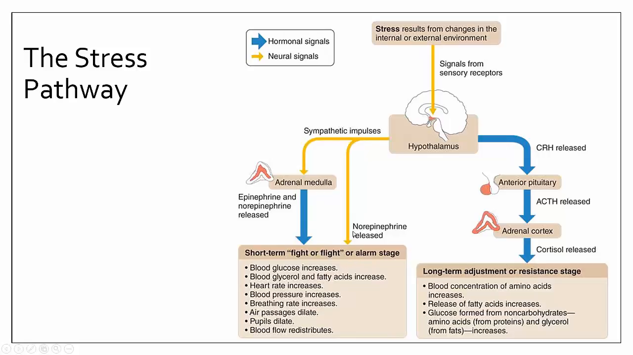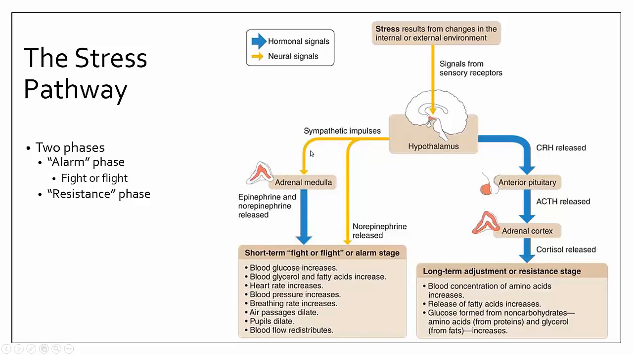alarm effect, right? So the short-term fight or flight or the alarm stage, what happens really quickly, blood glucose increases, glycerol and fatty acids increase, heart rate increases, blood pressure increases, breathing rate increases, air passages dilate, pupils dilate, blood flow redistributes, goes away from your gut and to your legs so that you can run. And that's the alarm phase, okay?